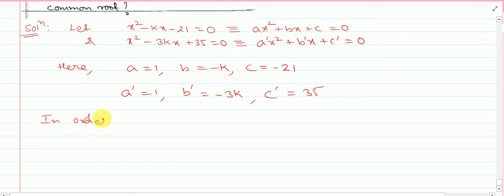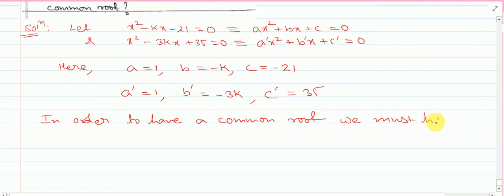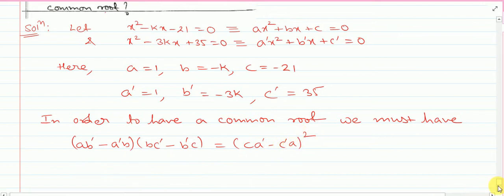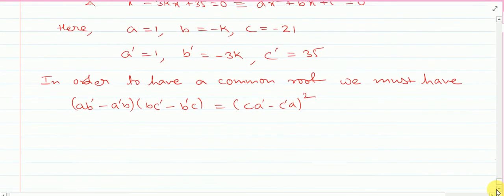in order to have a common root, we must have (ab' minus a'b) into (bc' minus b'c) is equal to (ca' minus c'a) whole square. So now we will substitute the values.